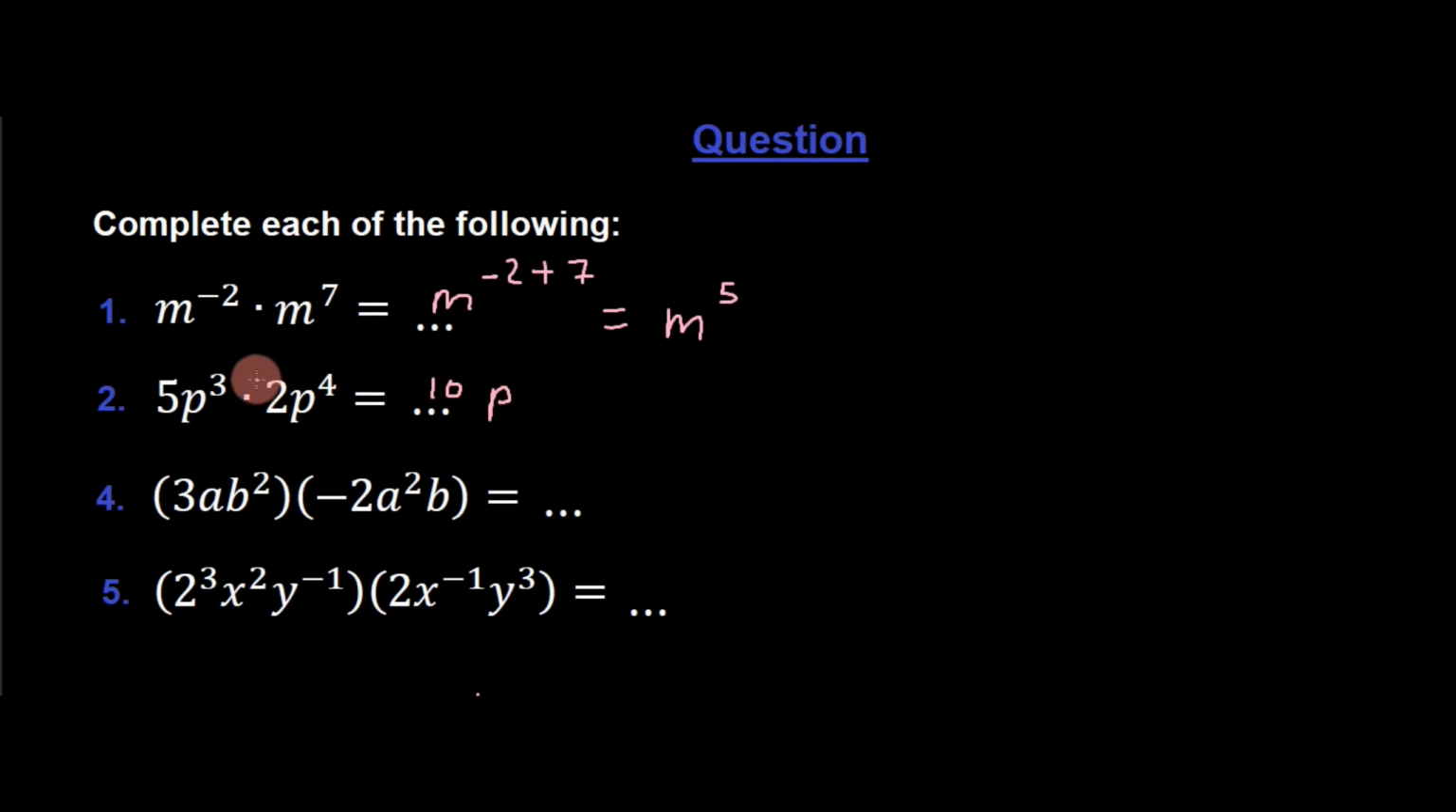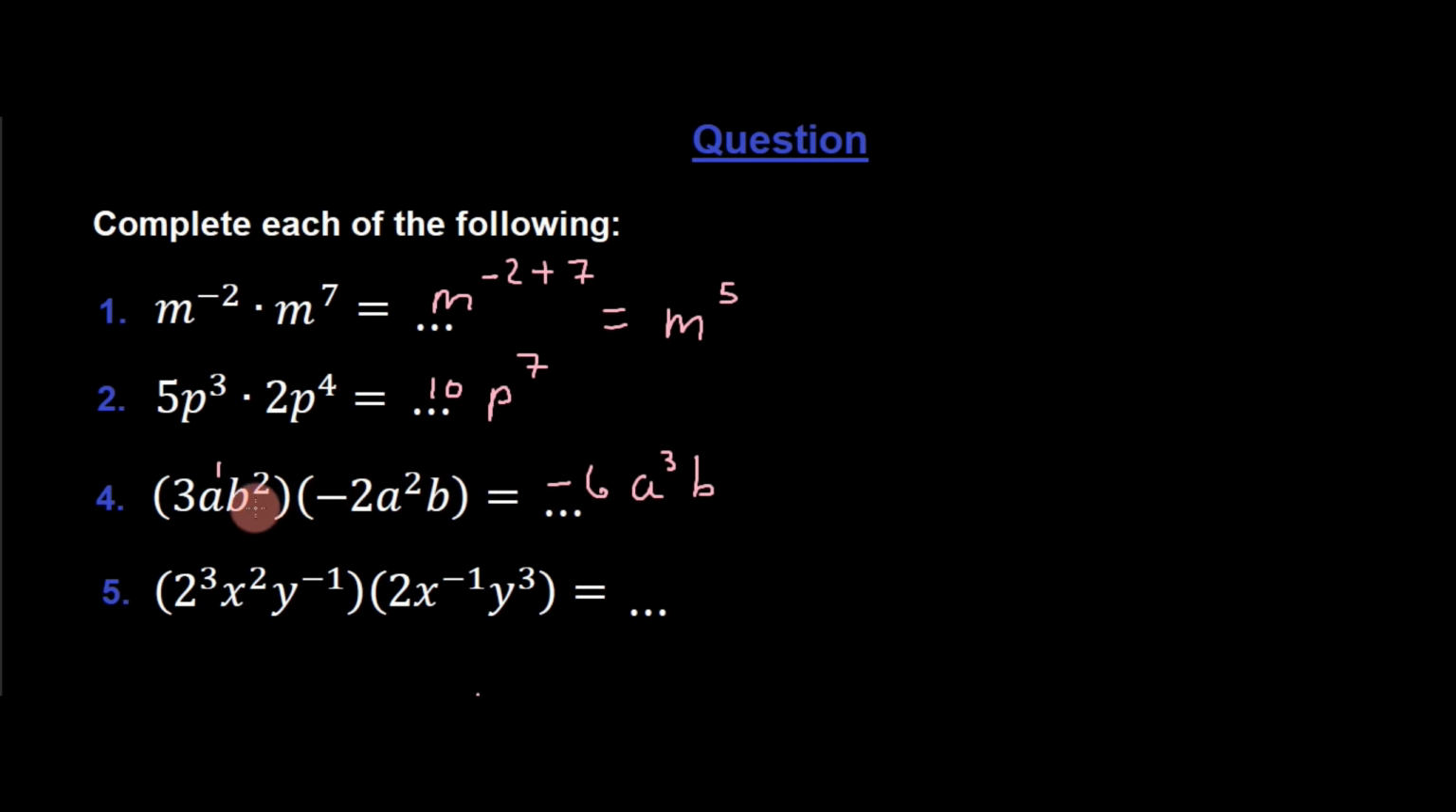And in adding the powers, it will be 3 plus 4, which is 7. So 10 times p to the 7. We can multiply the numbers here first. 3 times negative 2 is negative 6. Then there's a 1 here that we don't write as a power of a. So a to the 1 times a squared. Adding the powers, we get a cubed.